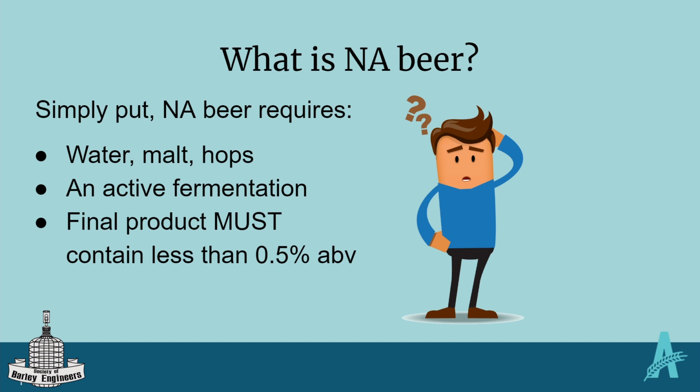The reason that's important is because you can't just take some DME and stir it into a bottle of Perrier and add a dash of hop oil and call it NA beer. That's not what that is. That would be pretty gross, but that's not going to hit the requirements, right? You need to have that active fermentation. So NA beer is very much traditional beer, and you have to have that less than 0.5%.